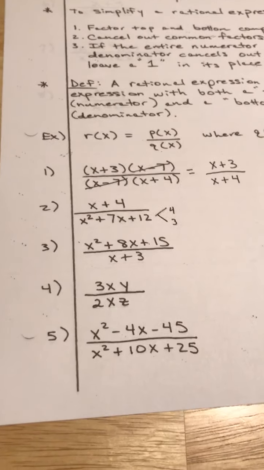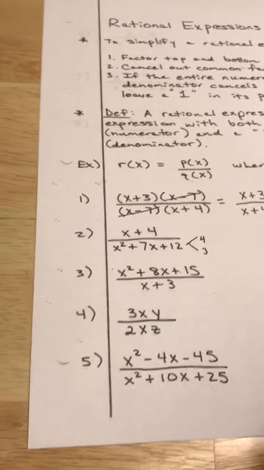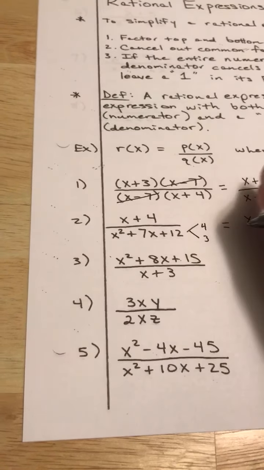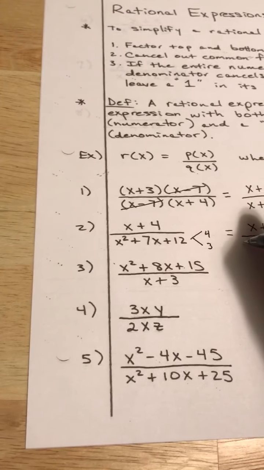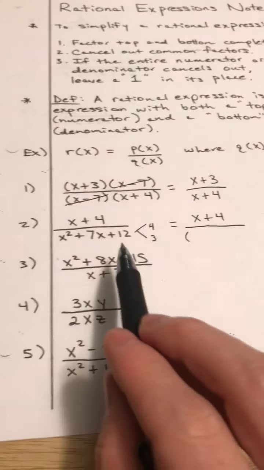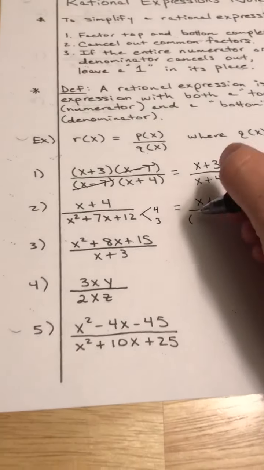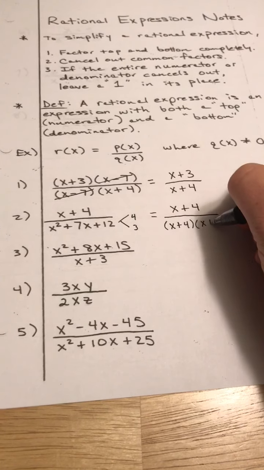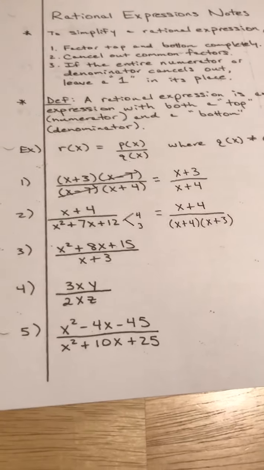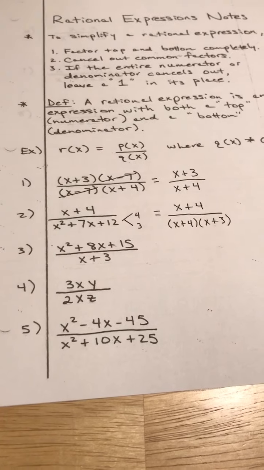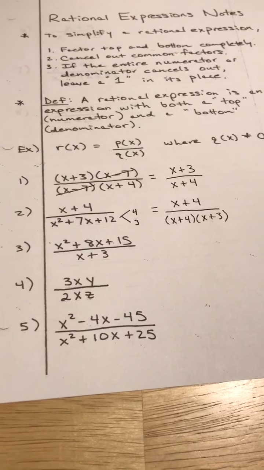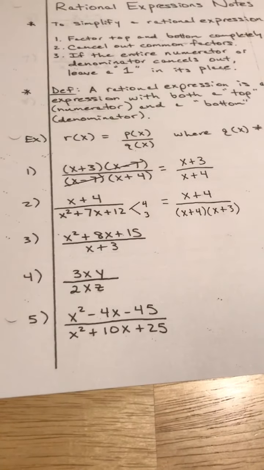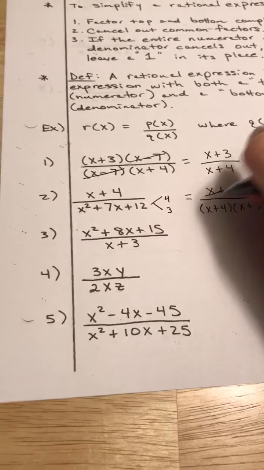So now, let's keep the top the same and let's rewrite the bottom. Keep the top the same, so that's x plus 4. And then the bottom is going to be the way we factor it, right? X plus 4, x plus 3. Okay, so what's the same on the top and bottom? The x plus 4's match up. See that? So if they match up, I can cross them out. I'm going to go ahead and do that.